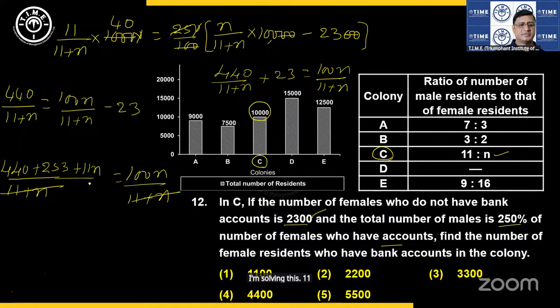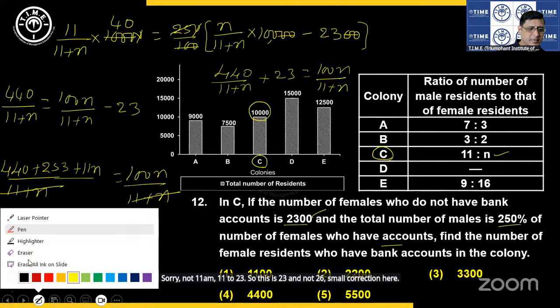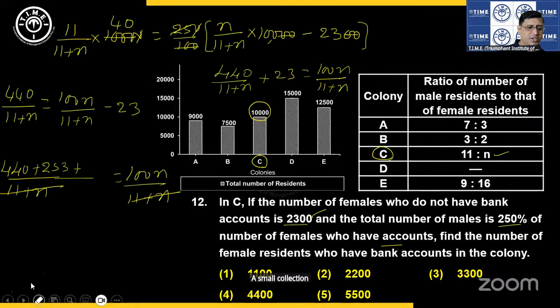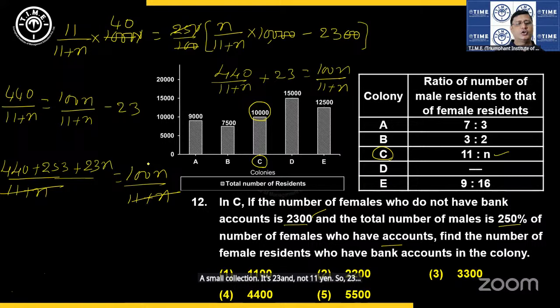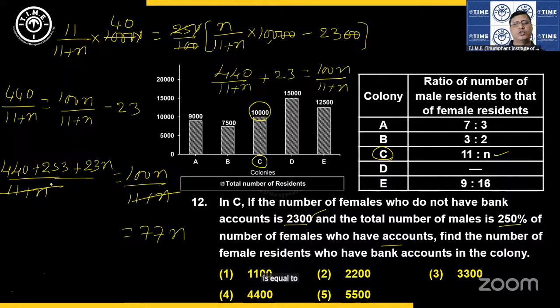11 into 23. So this is 23 into n, not 11n. A small correction here. It's 23n, not 11n. Now 23n, when you take it to the other side, 100 minus 23, that is 77n is equal to the sum of these two values, 440 and 253, that is 693. What is the value of n? n is equal to 9. n is equal to 9.